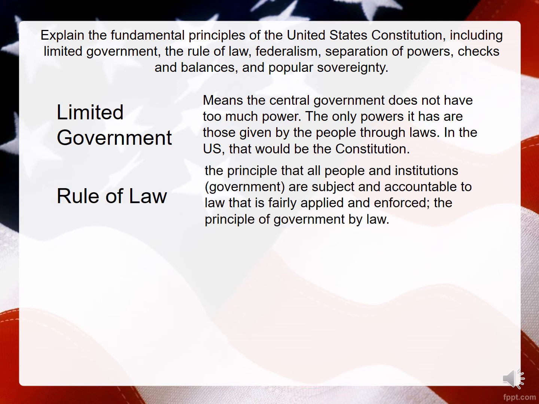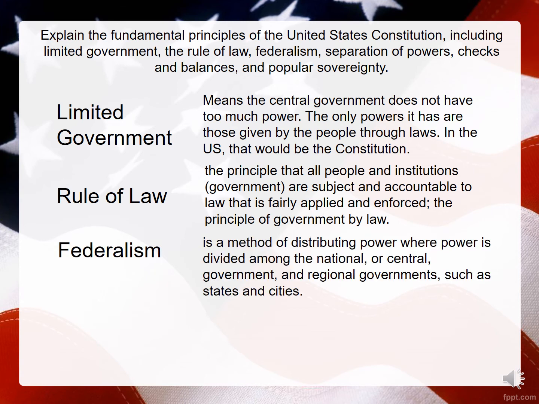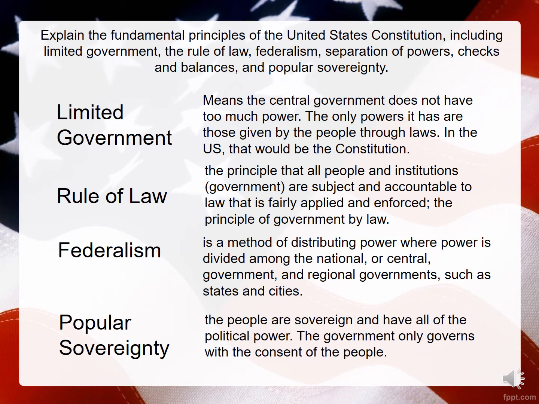And the rule of law is the principle of government by law, where all people and institutions, to include the government and all those in it, are subject and accountable to the law, and that law is fairly applied and enforced. Certainly, federalism is something that we have been talking about. It's that method of distributing power between a national government and state governments. It's that shared power. Now, popular sovereignty is the concept where people are sovereign and they have all of the political power, that the government only governs with the consent of the people.